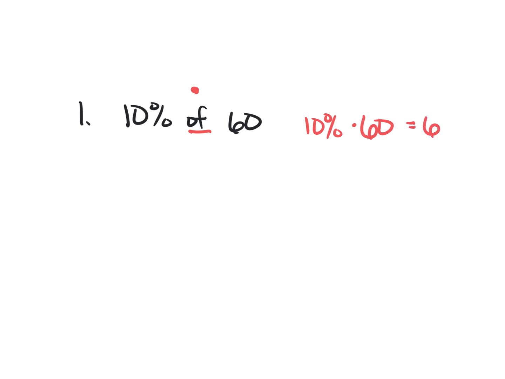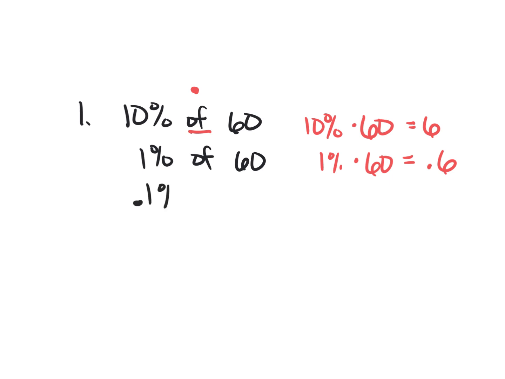And then they might say, what is 1% of 60? So we're still multiplying. So we're going to go 1% times 60, and we get 0.6. Then they might ask, what is 0.1% of 60? So once again, we multiply 0.1% times 60, we get 0.06.